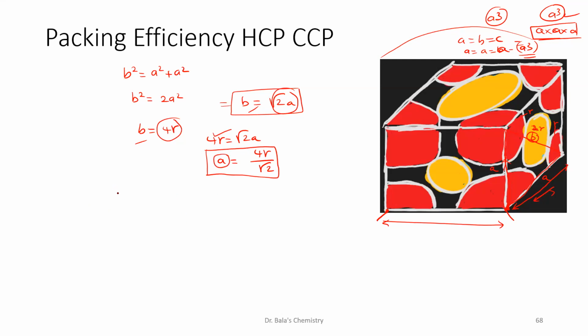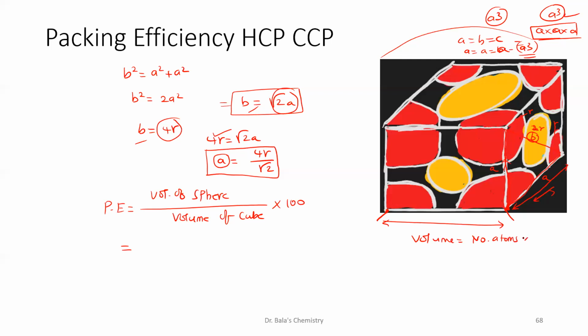Now we can do the packing efficiency. What is the formula for packing efficiency? It's nothing but volume of sphere divided by volume of cube into 100, where 100 is for percentage. How can we find the volume of the spheres? We need the number of atoms and then each one's volume, that is 4 by 3 pi r cube.